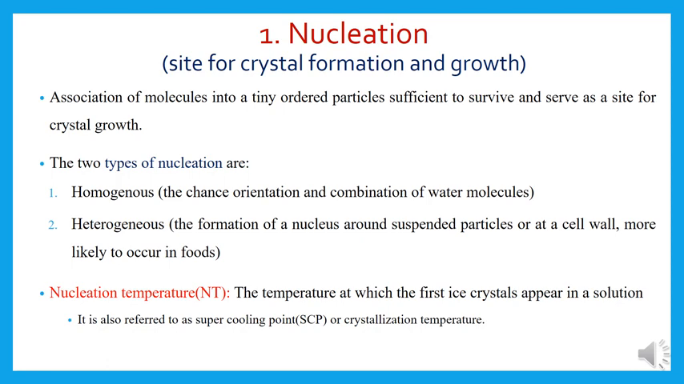Nucleation is the association of molecules into tiny ordered particles sufficient to survive and serve as a site for crystal growth. There are two types of nucleation: homogeneous and heterogeneous. Homogeneous means chance orientation and combination of water molecules, and heterogeneous means there will be surrounding particles or the cell wall, which is more likely to occur in foods. So there will be different types of nuclei, that's why it is known as homogeneous and heterogeneous. Then the temperature is known as the nucleation temperature, where the first ice crystals appear in a solution. That is also referred to as the supercooling point or crystallization temperature.